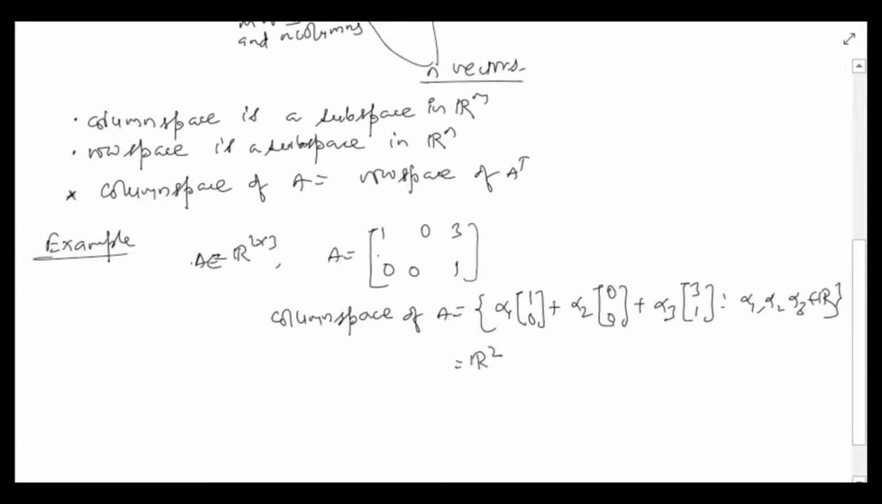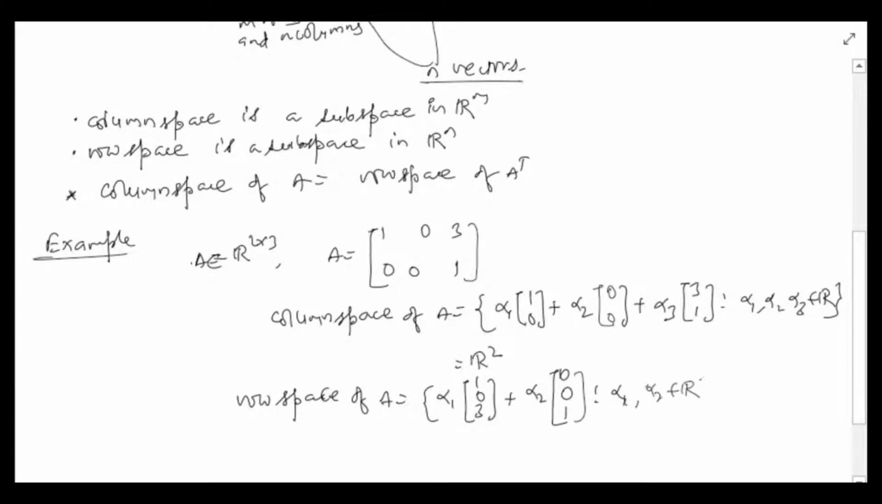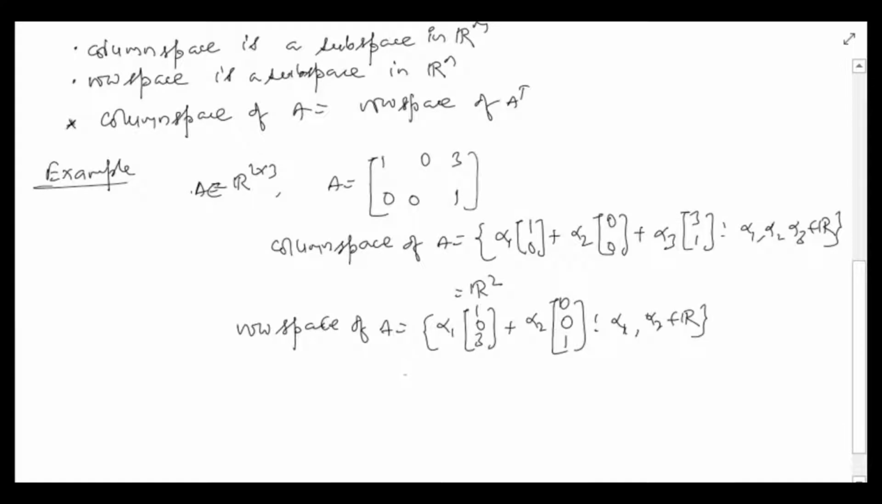Similarly, each of the rows of A is an element of R3. So the row space of A is set of all linear combinations of the 2 rows of A. Alpha 1 times 1 0 3 plus alpha 2 times 0 0 1, where as before alpha 1 and alpha 2 are real numbers. It can be seen that it is a strict subset of R3. It's a subspace in R3.